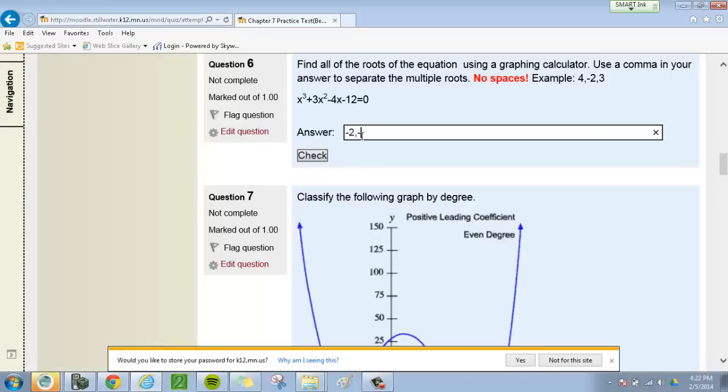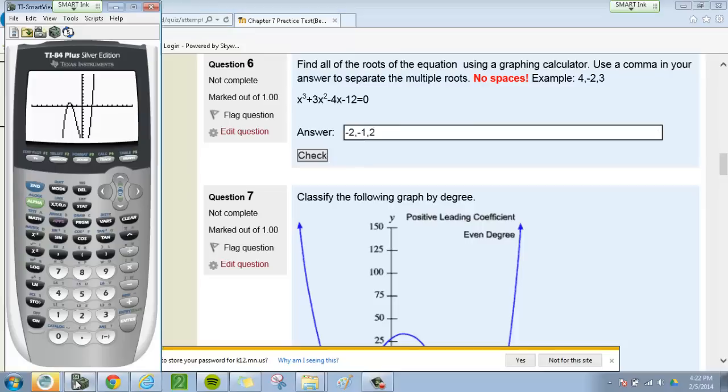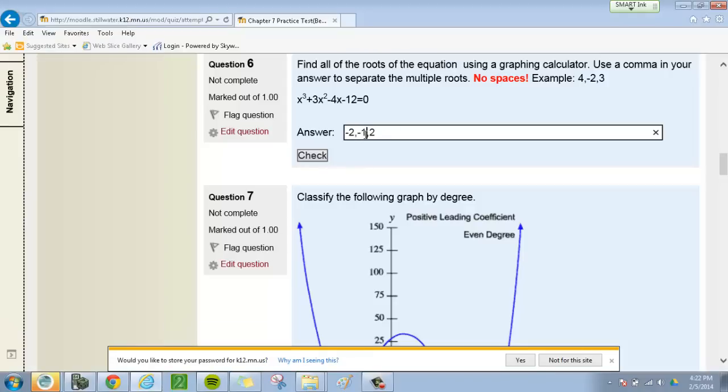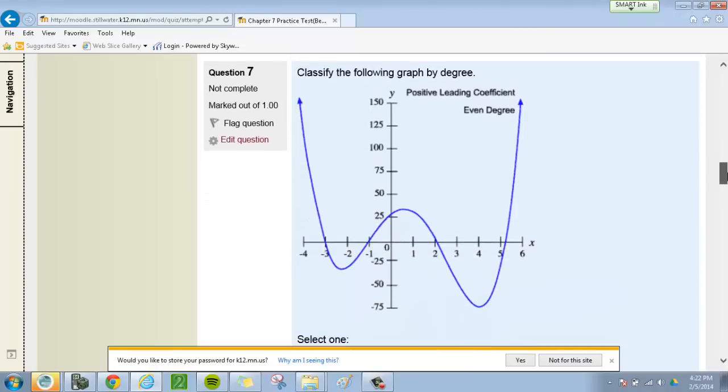So let's put that in as our solution there. -2, comma -1. Was it -1? Gosh, I forgot. I'm getting so old. And 2. Let's look at the graph. -3, -2. And it doesn't matter the order you put them in. Use a comma to separate them, no spaces. Yep, there we go. Order doesn't matter. Okay, we got another classify problem here.